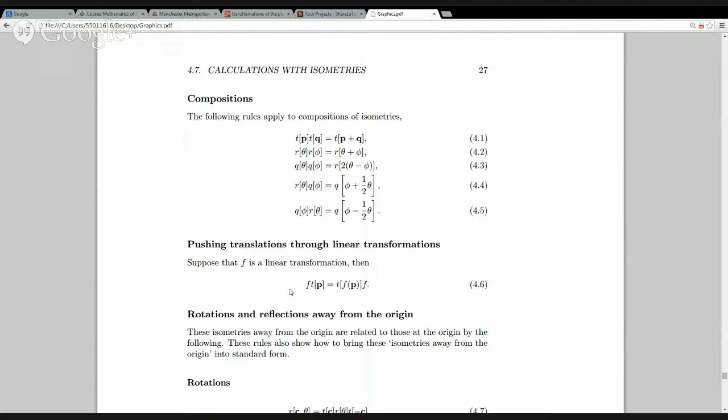Because if you track what happens to C by each of these three things, the first translation moves C to the origin. The rotation rotates the plane around the origin, so the origin stays fixed. And then we translate by the vector C again, which moves the origin back to C.